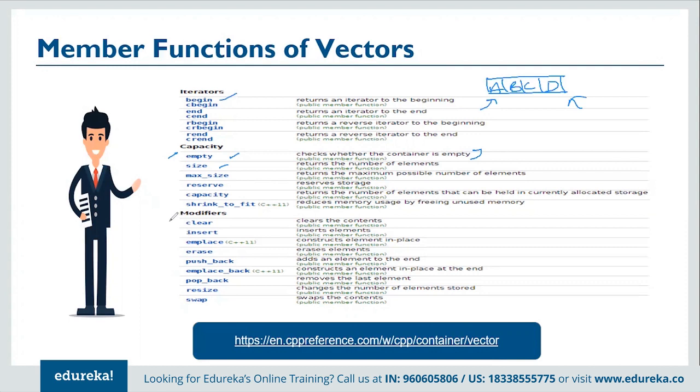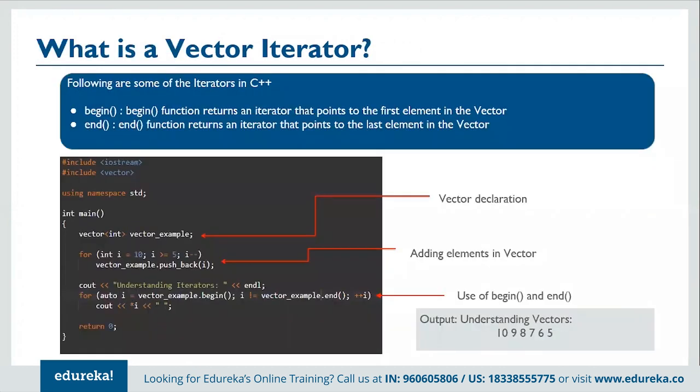Then we have modifiers. Now, what does clear do? Clear will clear the content, or remove all the contents within the vector, for example. Insert is basically to insert an element. Like this, you have a lot of member functions available in vector, and we shall look at some of them with an example also. So let us look at this example in the slide. We'll cover this example on our VMs also. But before that, let's briefly understand this piece of code in front of you.